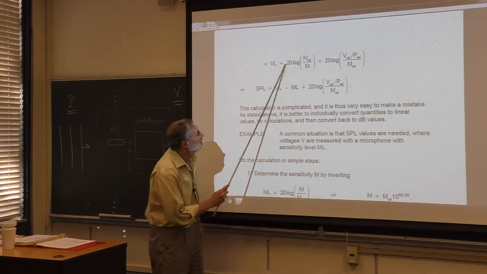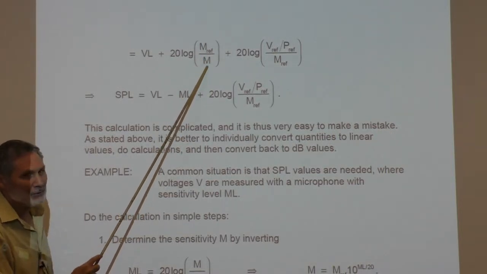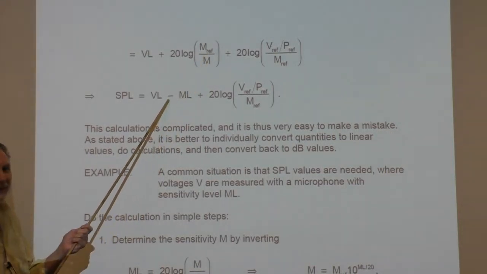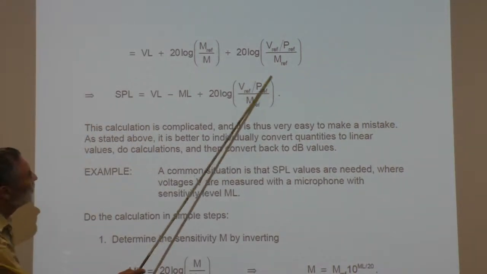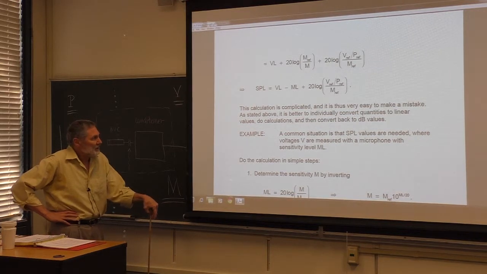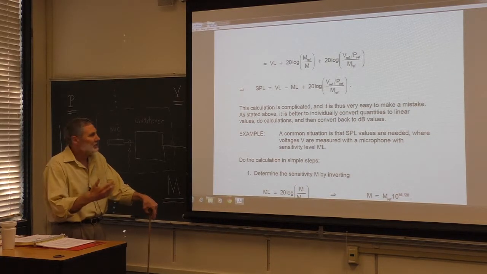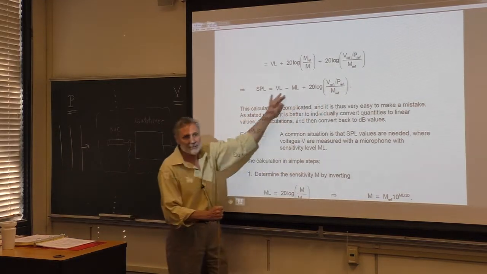What's this? Is that ML? Well, not really. You got to take the reciprocal. There's a -1, so you got to put a minus. See? It's endless, okay? In the end, here's what we get. If you want to convert the sensitivity level and a bunch of voltage level measurements to sound pressure level measurements, this is the formula that you would use.